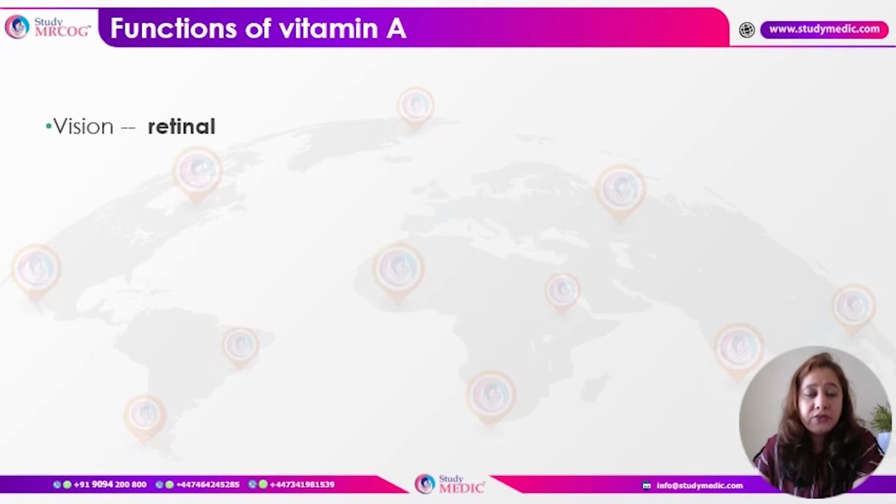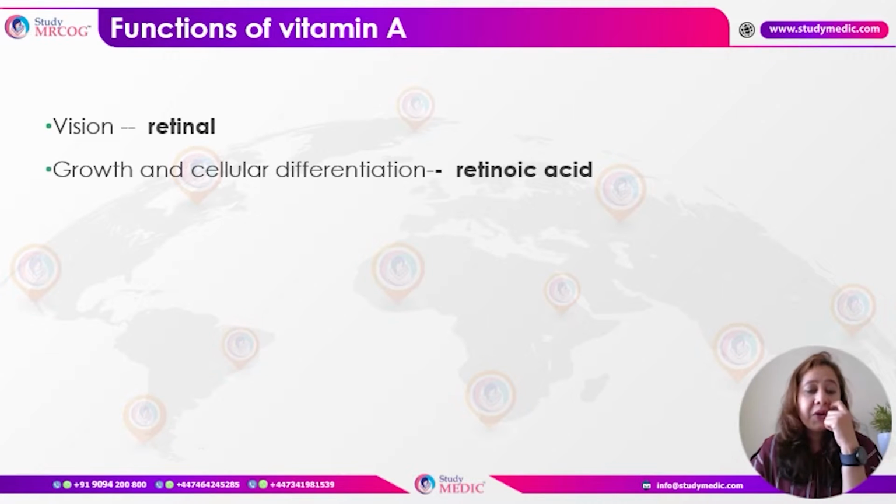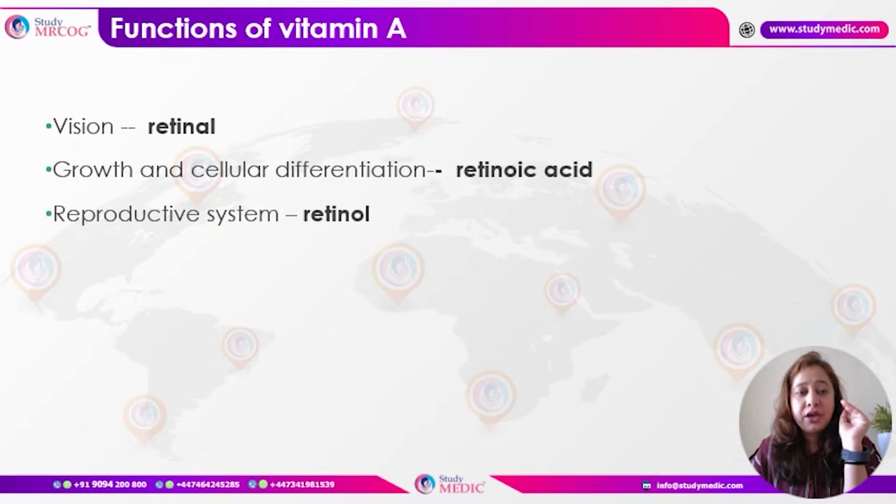Now, what are the functions of vitamin A? Vision, it is required for vision. Which form of vitamin A is required? It is the aldehyde form that is required. For growth and cellular differentiation, it is the retinoic acid form. For the reproductive system, it is the alcoholic form, retinol, that is needed.